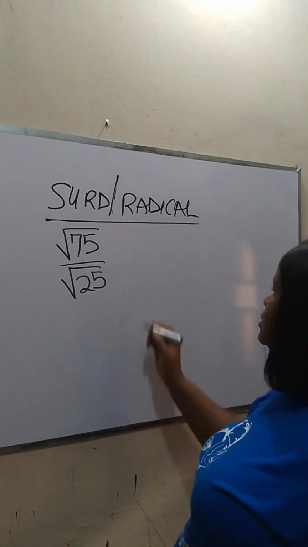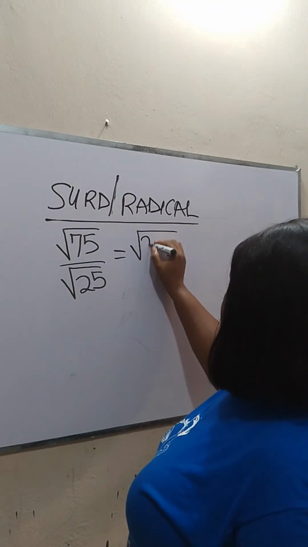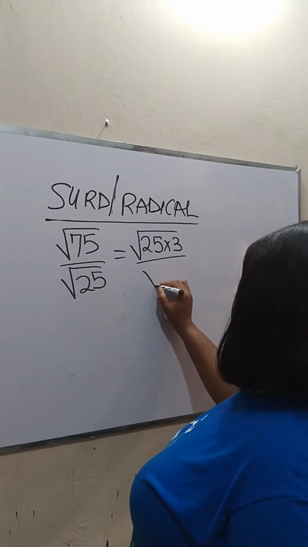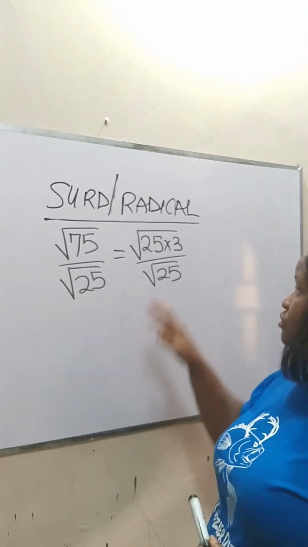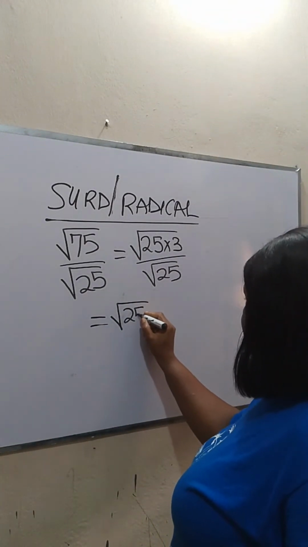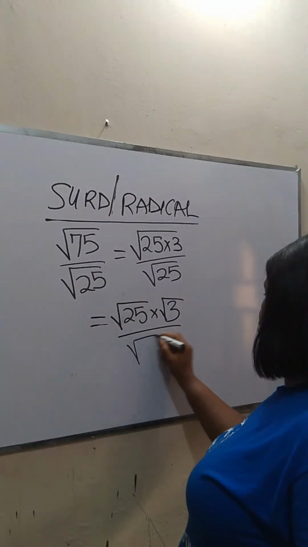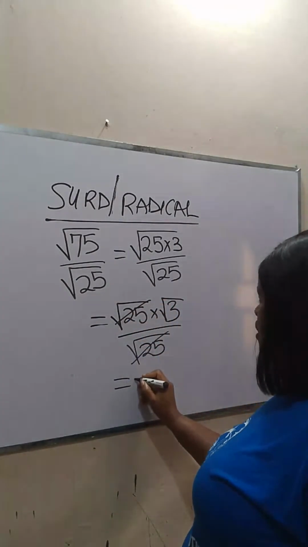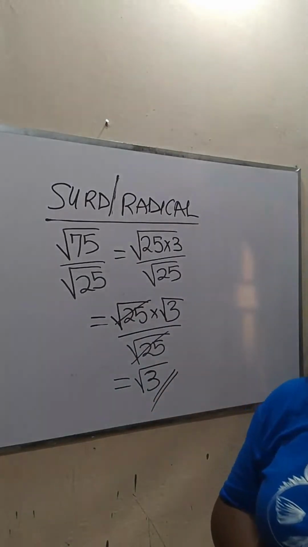If we do that, root 75 is equal to root of 25 times 3, all over root 25. Using the law of radicals, we can separate this to give us root 25 times root 3 all over root 25. So 25 will cancel itself and the answer is root 3. That one is that easy.